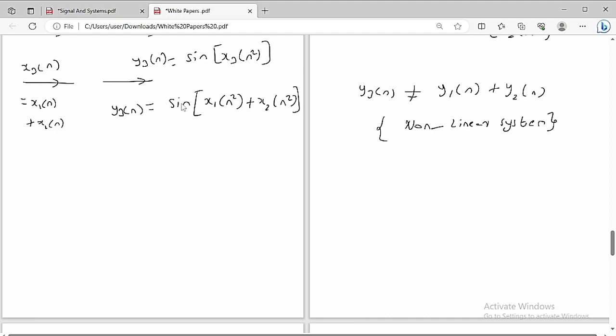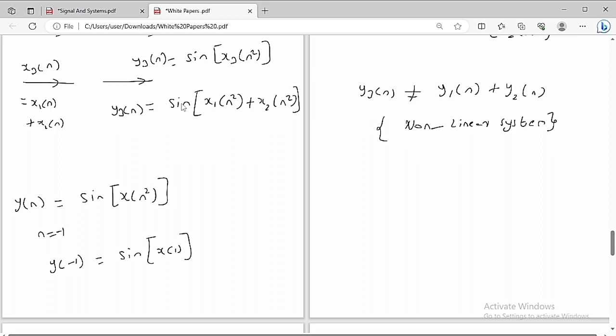Let us see here. So y of n is equal to sine of x of n square, right? So now substitute n is equal to minus 1. So y of minus 1 is equal to sine of x of, substituting minus 1 square, which is plus 1, so x of 1. So what is the meaning of this? The output at n is equal to minus 1 is going to depend upon which values of the input? At n is equal to minus 1, the output is going to depend upon the input value at n is equal to 1.